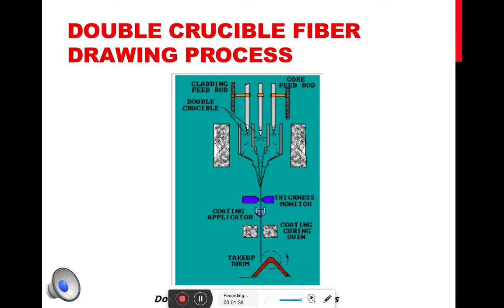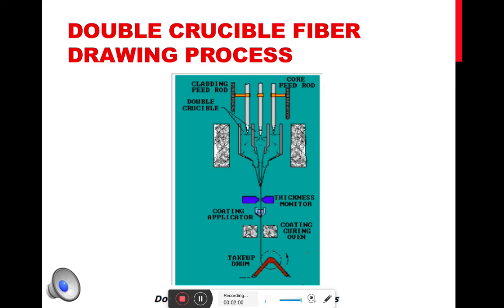Since we give the core preform to the inner crucible, the fiber will have the core in the middle, and the cladding will surround the core. Now we get the drawn optical fiber out from the heating furnace or the burners.